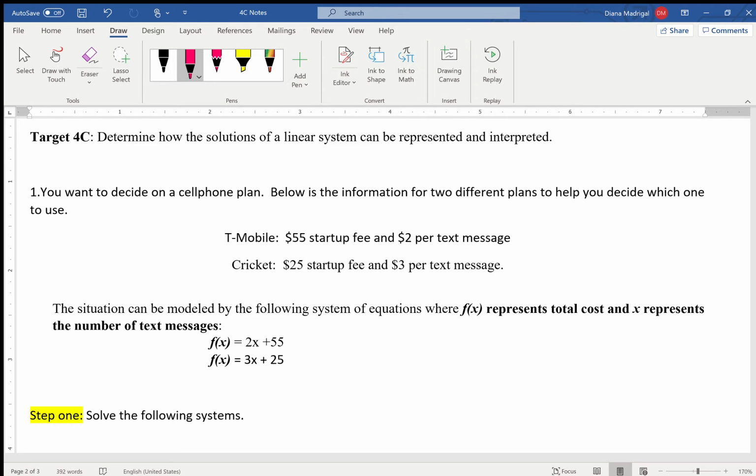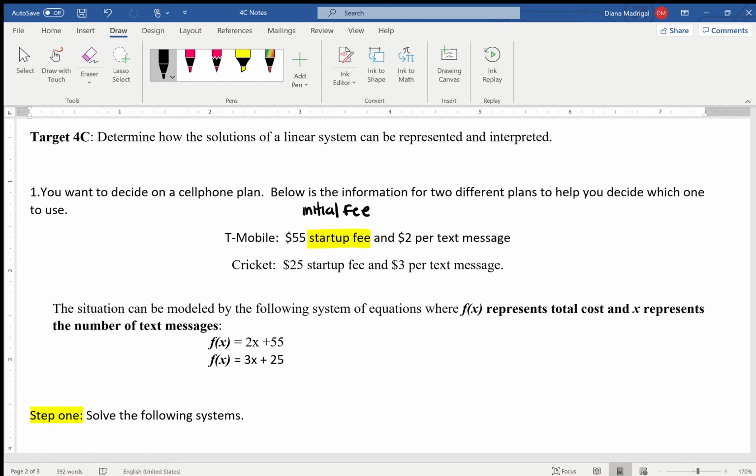All right, number 1, you want to decide on a cell phone plan. Below is information for 2 different plans to help you decide which one to use. The first option has T-Mobile. T-Mobile is charging you a $55 startup fee. Remember, don't forget that the startup fee is the initial fee, and $2 per text message.